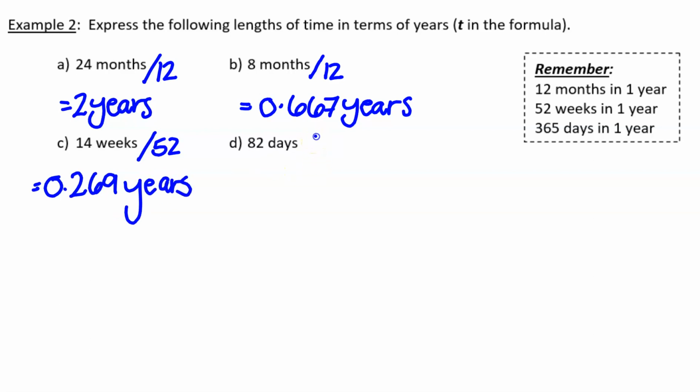Okay, in 82 days, we divide by 365, and we get 0.224 years. Okay, so that's something you've got to remember. Always make sure your time is in years.